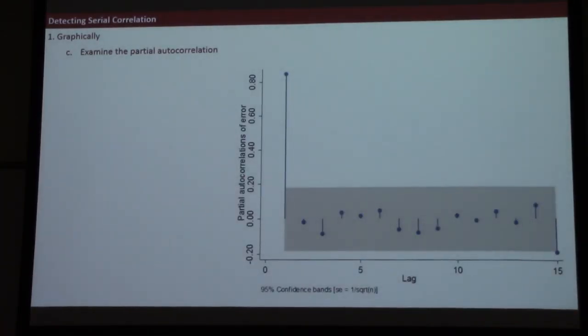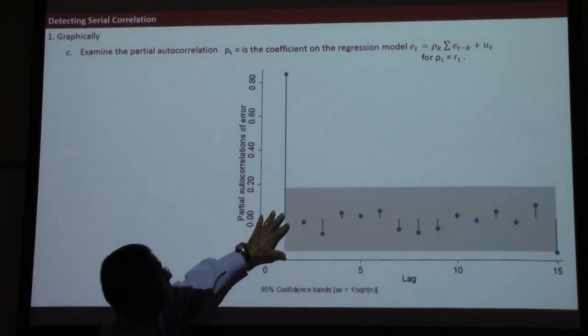You can look at the partial autocorrelation coefficient, which is similar to the autocorrelation coefficient, except it's essentially the coefficient from a regression of the error term on previous errors. So instead of just looking at the pure correlation coefficient, we're looking at the coefficients of a regression on previous regressions. Here, we're trying to find the order of the correlation. So this would be called first order serial correlation because the error term is correlated with one from one period ago. And this would tell us the order of the serial correlation.